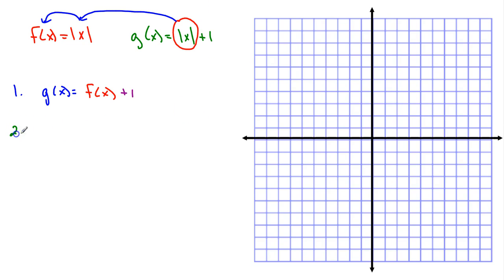What kind of transformation is that plus 1? What does that plus 1 do to my graph? Up 1. Okay, so this is a vertical shift up 1 unit, or 1 unit up, however you want to word it.